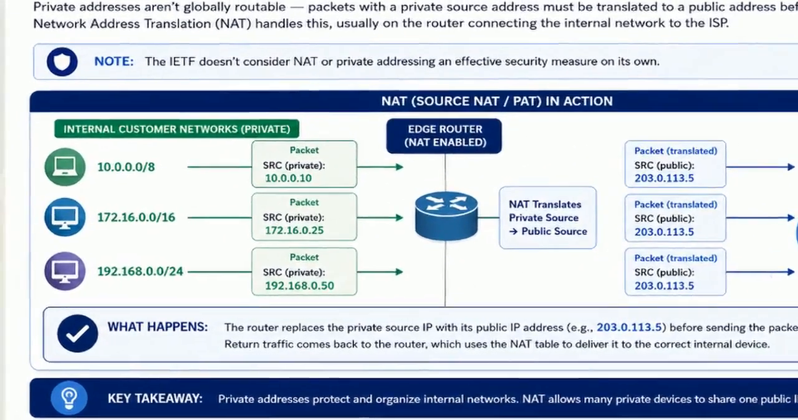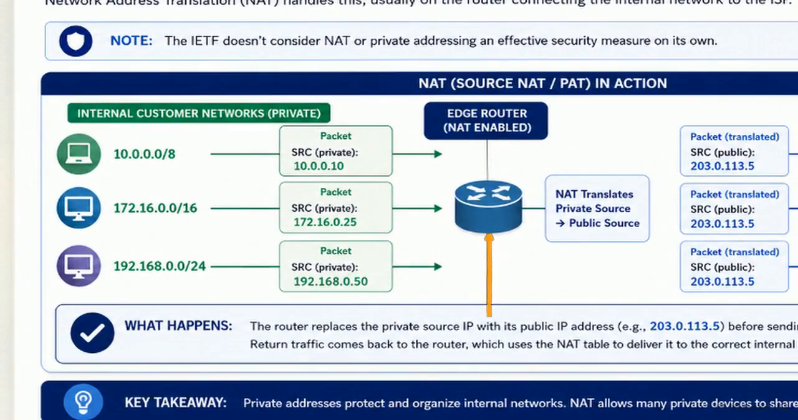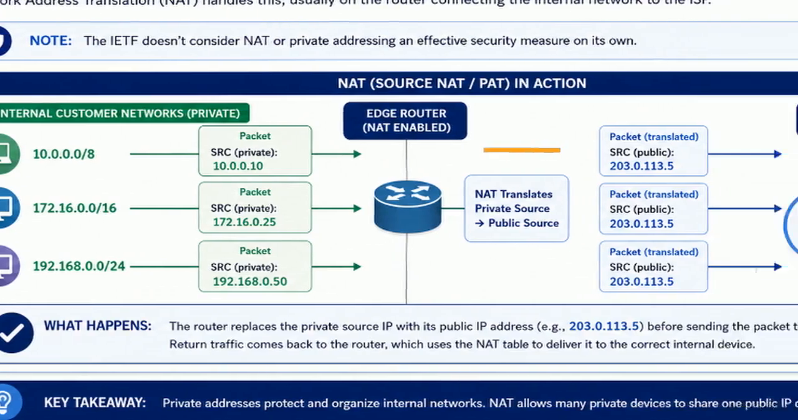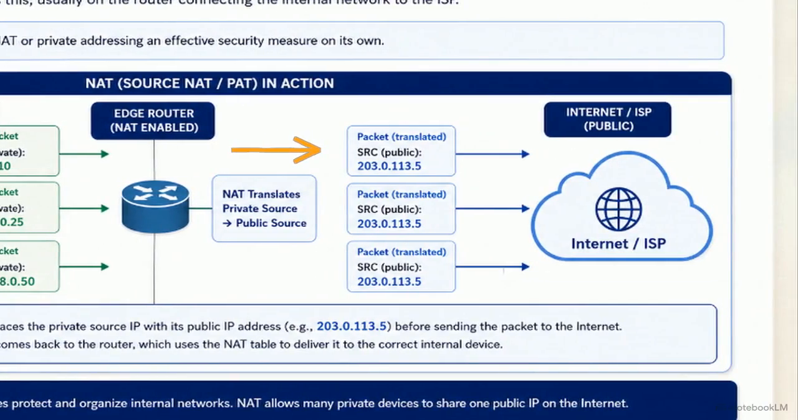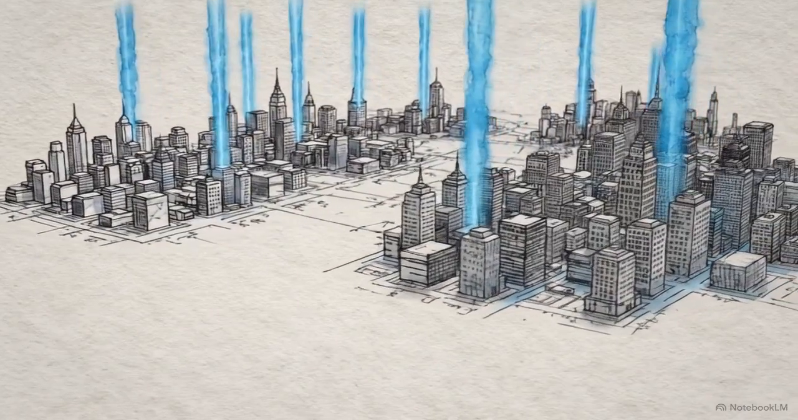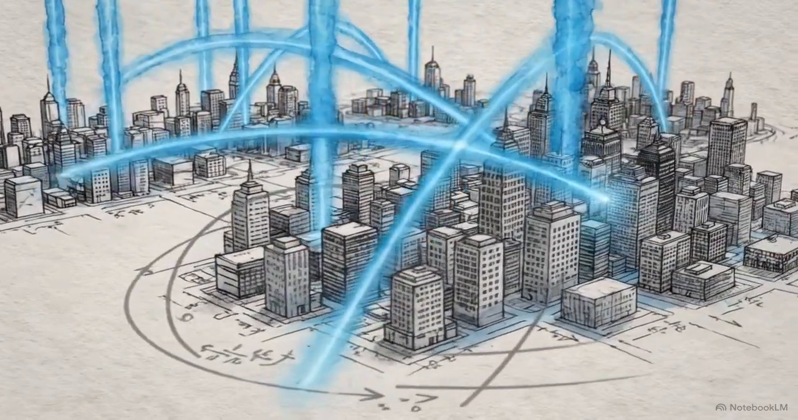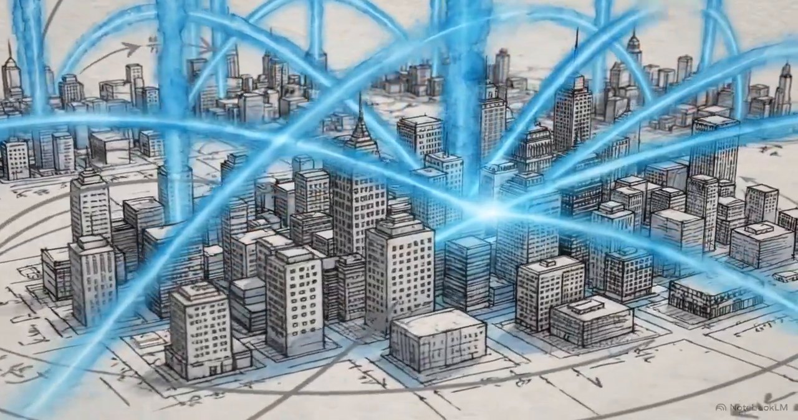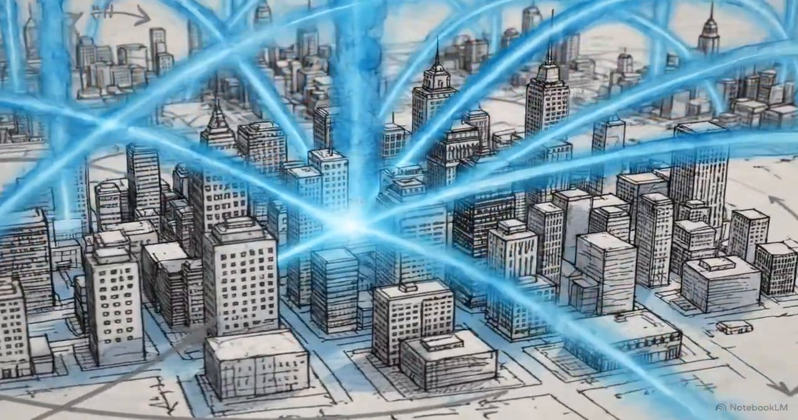Using network address translation, the edge router intercepts an outgoing packet and strips its private source IP. The router replaces it with a globally unique public IP before sending it to the internet. This translation allows hundreds of internal devices to securely share a single public IP address. Subnetting mathematically organizes and protects the local environment, while NAT provides the gateway for those isolated machines to participate in global communication.